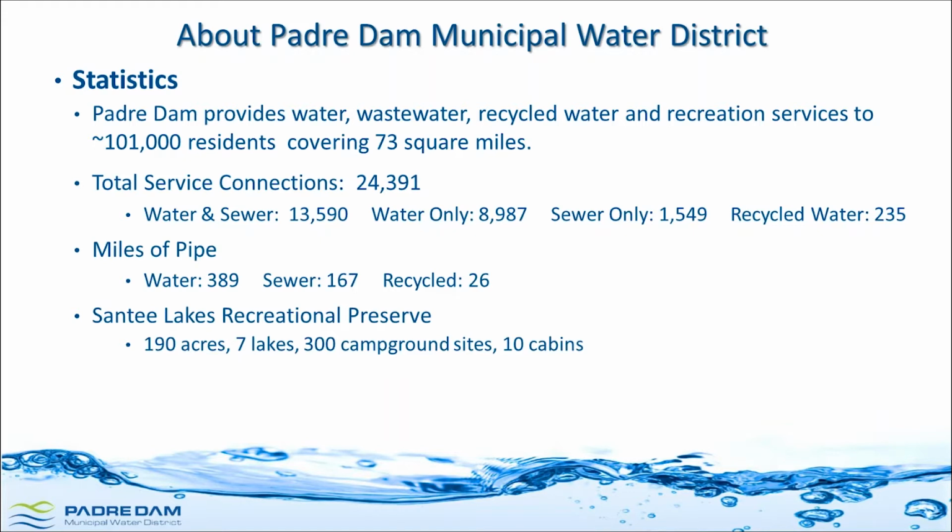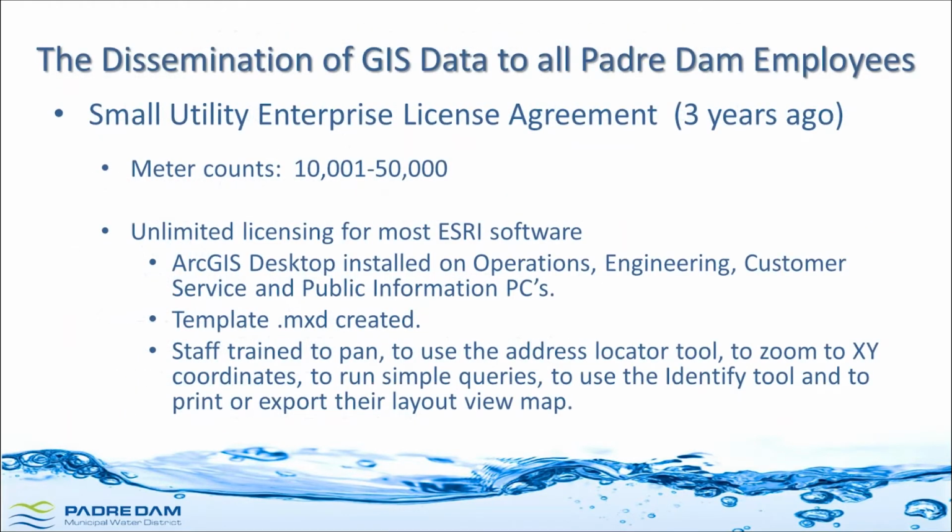We're very proud of our Santee Lakes Recreational Preserve. It sits on 190 acres, covers 7 lakes. The lakes are supplied by recycled water. We have 300 campground sites, 10 cabins. It's a popular destination. To give you an idea about our district size, we're about 140 staff, and our GIS team is a coordinator and a GIS specialist.